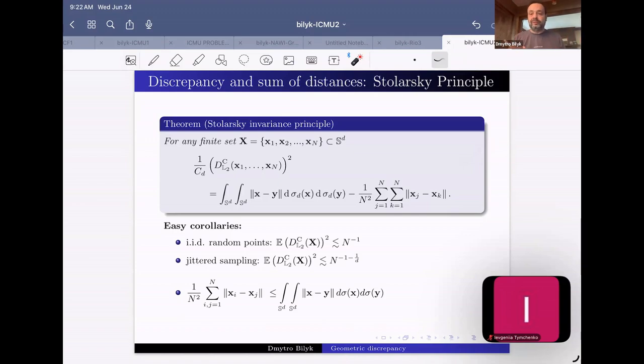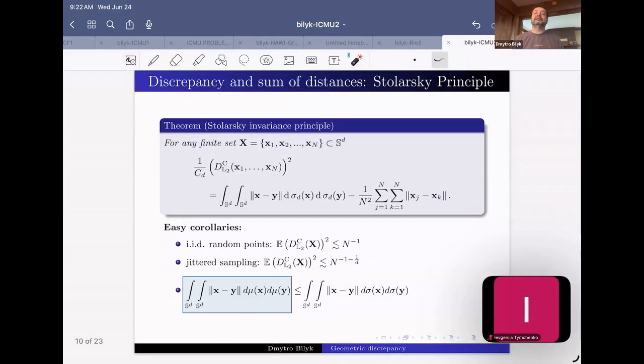Now, you can also go one step further. You can replace this finite sum by any measure on the sphere. So if you take any probability measure mu, then you have this inequality. Among all the probability measures, the uniform measure is the best. It gives you the largest distance integral.